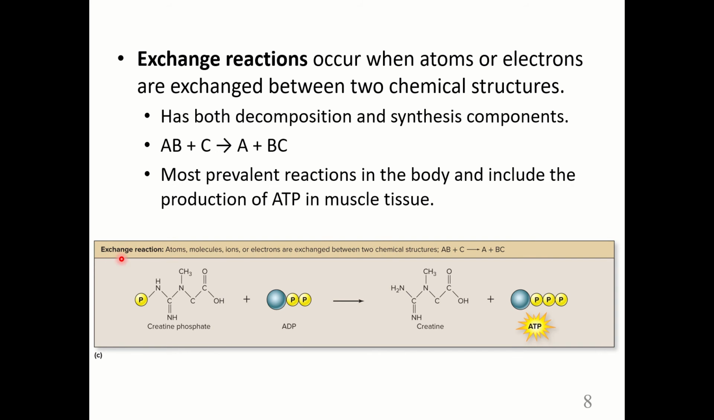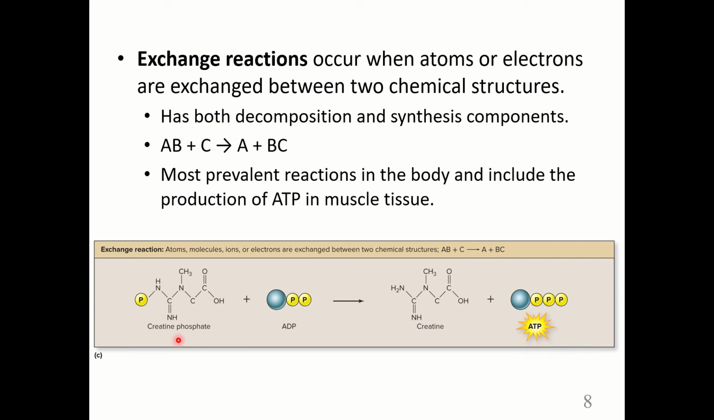This example shows an exchange reaction in which atoms, molecules, ions, or electrons are exchanged between two chemical structures, and it has the same formula. Molecule AB plus C undergoes a reaction to form A plus molecule BC.